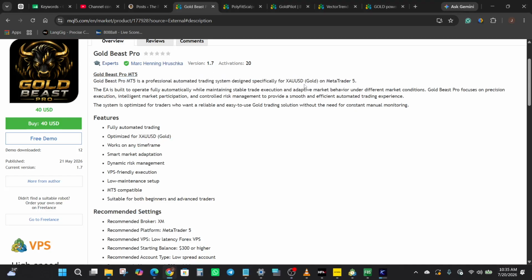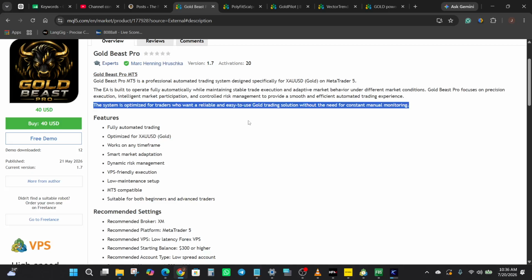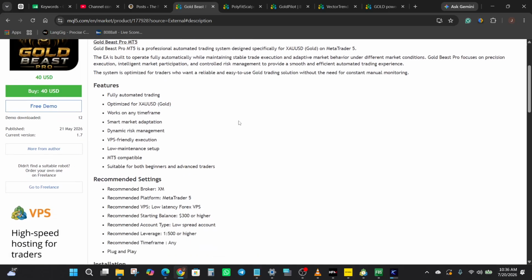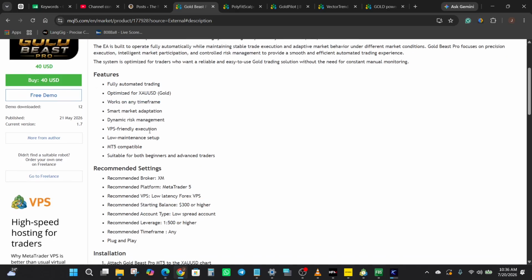Now, scrolling into the description, this is built specifically for XAUUSD, all right, and it is designed to run fully automatically with what the developer describes as smart market adaptation and controlled risk management aimed at traders who want a low maintenance setup without constant monitoring. Okay, now going through the features, this includes compatibility with any time frame, all right, and dynamic risk management and VPS friendly execution, positioned as suitable for both beginners and advanced traders.